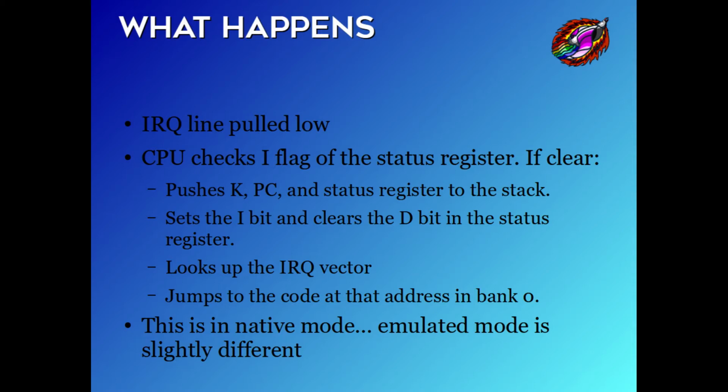Then it will look up the IRQ vector. The IRQ vector is a pair of bytes, a 16-bit value, giving the address of the IRQ handler that should be executed. And after it looks up the IRQ vector, the CPU will then transfer operation to that location in bank 0.